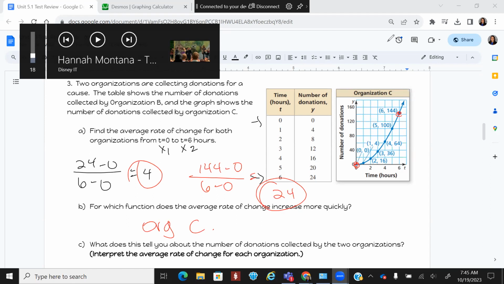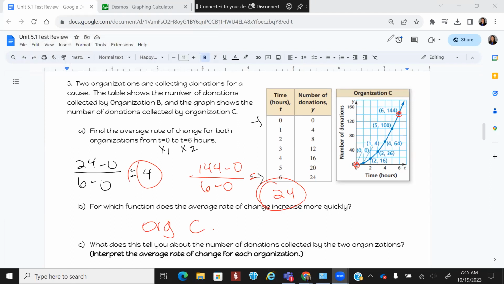Organization C is going to go up more quickly. It's a little bit steeper. We also see that it's linear for the first organization, and then the second one, it's exponential. And what does this tell you about the number of donations collected by the two organizations? So basically, organization C is going to go up 24 over 1 over the span of 0 to 6 hours. So for every hour, it's going to have at least 24 given.